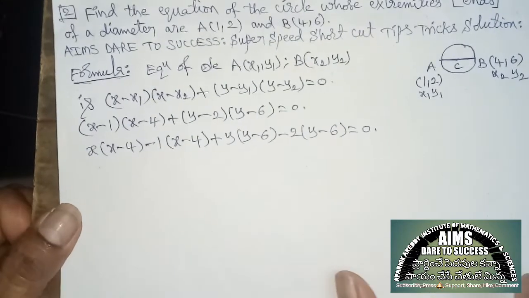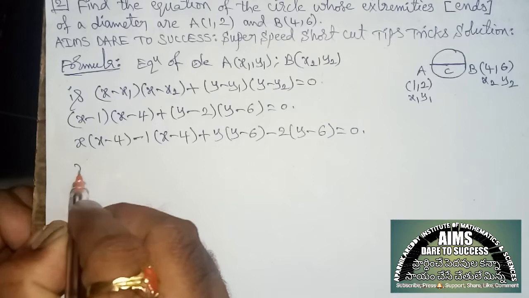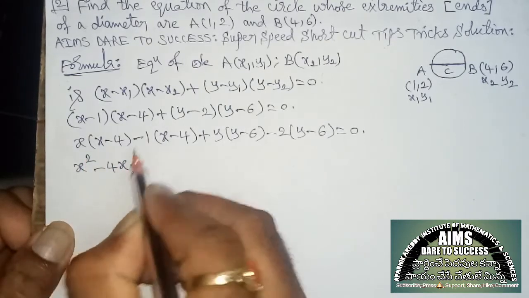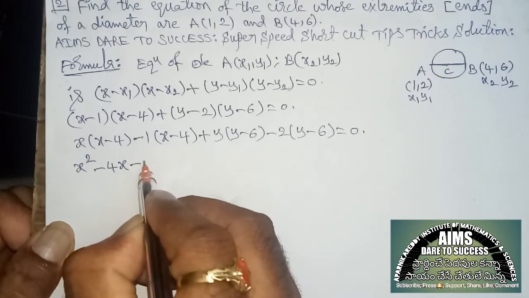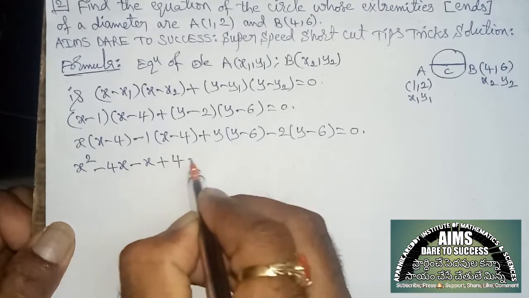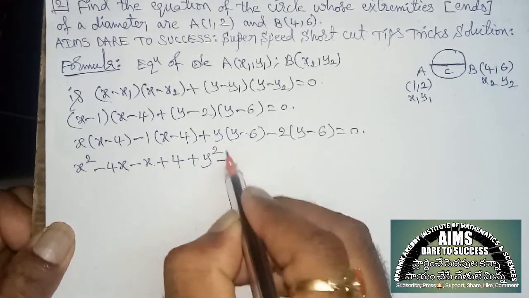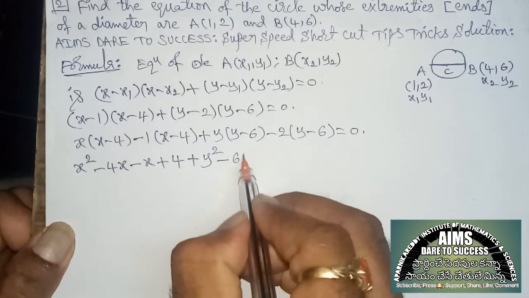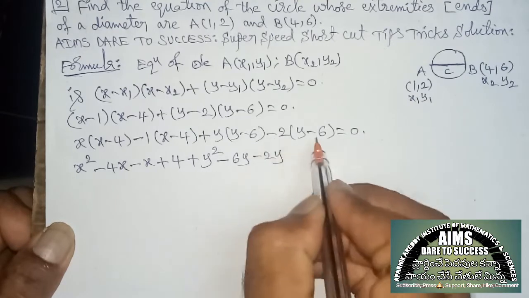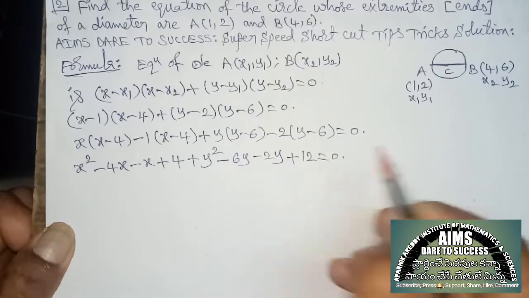Next my dear students, you can multiply x inside: x into x square. After that, plus into minus, x into 4x, minus 1 multiply inside, we get minus 1 into x, minus minus into minus plus 1 4s are 4. Plus y multiply inside, you get y into y square. After that plus into minus, 6 into y is 6y, minus 2 multiply inside, we get minus 2 into y is minus 2y. Next minus into minus plus 2 6 are 12 is equal to 0.